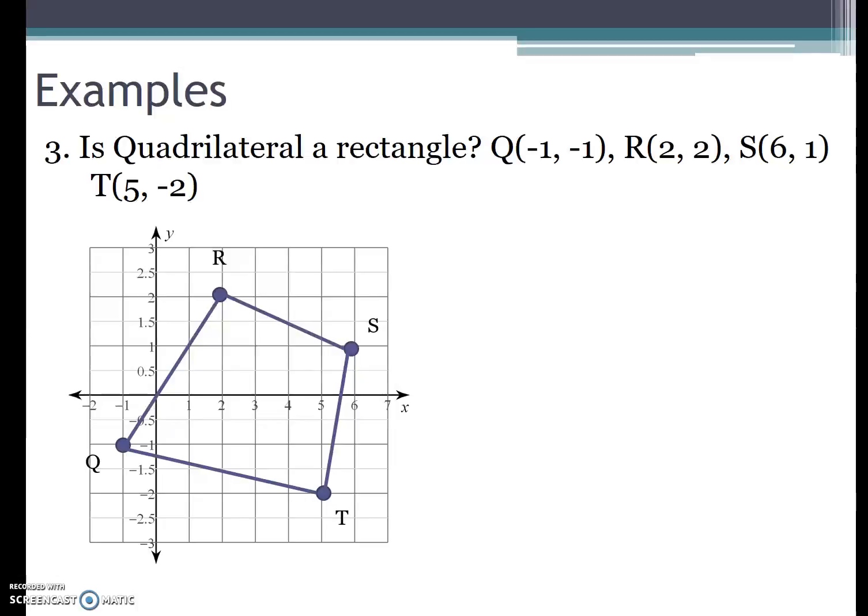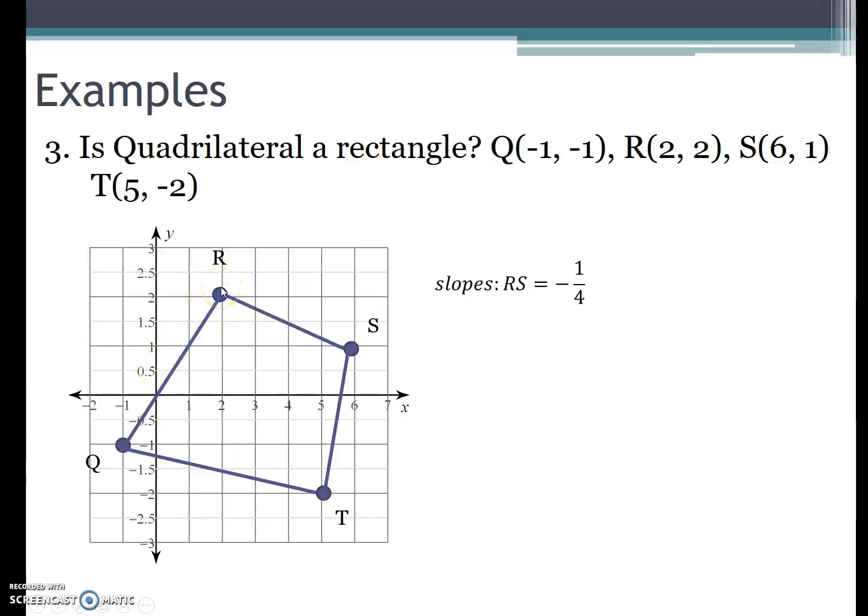But if this was a problem on an open response question, and I want you to show it, you would show it using slopes because rectangles have those right angles. So I'm going to go through and try to find the right angle. I'm going to use RS and ST and see if they're opposite reciprocals.